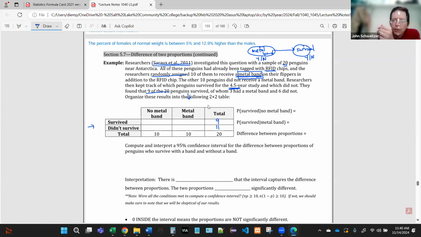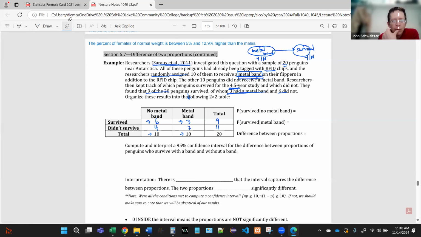Okay, then what else do we know? 3 of these survivors had a metal band. So among the survivors, we have 3 in the metal band group. And then again, we can fill in another cell or two here. If this is 3 and that's 9, this must be 6, right? So 6 of the survivors did not have a metal band. And then I believe we can fill out the next row. If there's 10 here and 6 here, that means 4 without the metal band didn't survive. And if there's 3 here and 10 here, that means 7 is there.